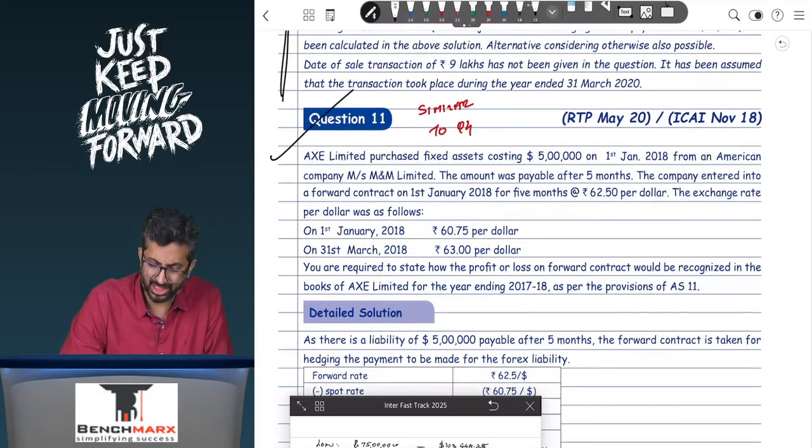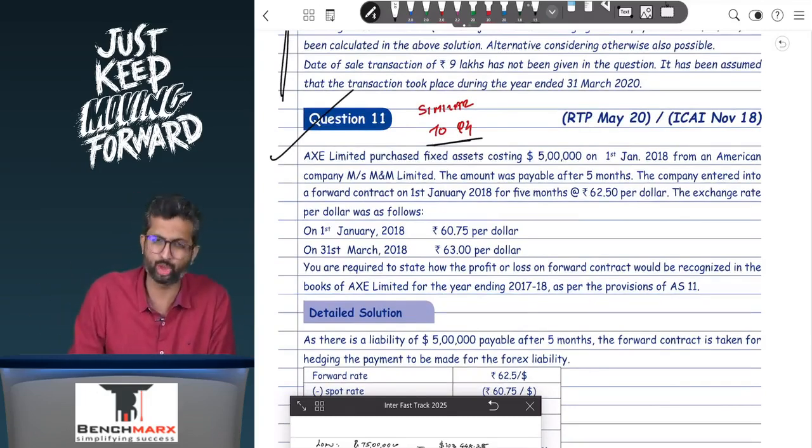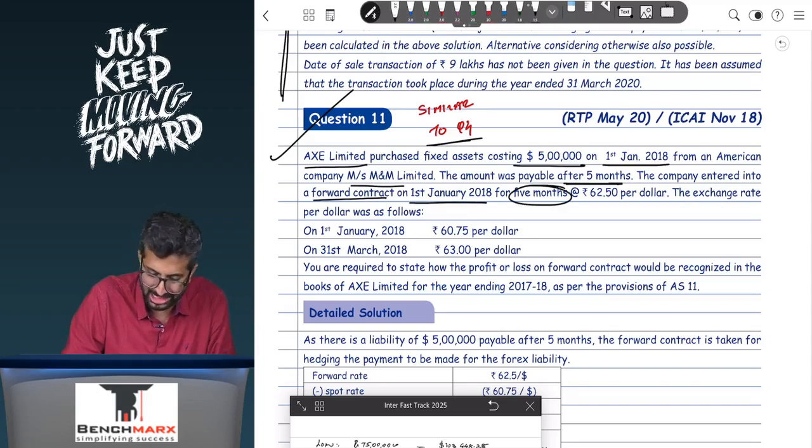In 11, this is similar to 4. So this is on hedging. You can pause and try the hedging question on your own if you want. Axe purchased fixed assets costing $5 lakh on 1st January 18 from an American company M&M. The amount was payable after 5 months, and the company entered into a contract on 1st January for 5 months. So this is clearly a contract to hedge this payment after 5 months at the rate 62.5 per dollar. So this is your forward rate. The exchange rate per dollar on 1st January was 60.75. This must be the spot rate.